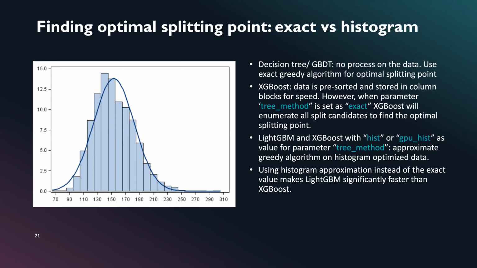And in order for a decision tree to find the best splitting point, it will have to iterate through all the 5,000 unique values to find out at which point we can make the best split, right? So in other words, we need to do the experiment. We need to iterate 5,000 times to find the best splitting point.